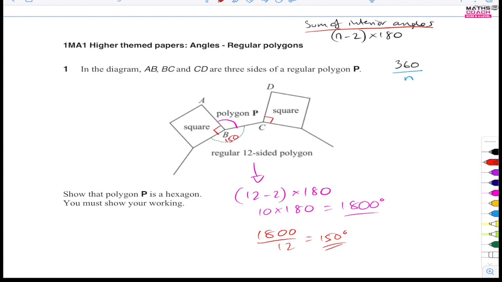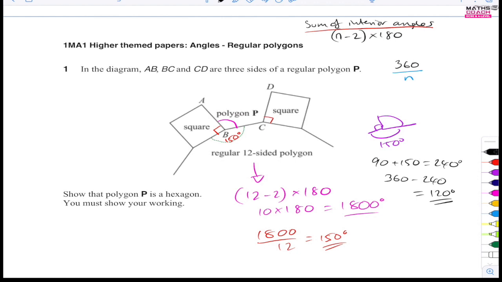So that is 150 degrees. Now, we know that the angles on a point add up to 360. So if we know that one of them is 90, this one is 150, to find this, we just need to do 90 plus 150, which equals 240, and then 360 take away 240, which gives us 120 degrees. So polygon P, its interior angle is 120 degrees.